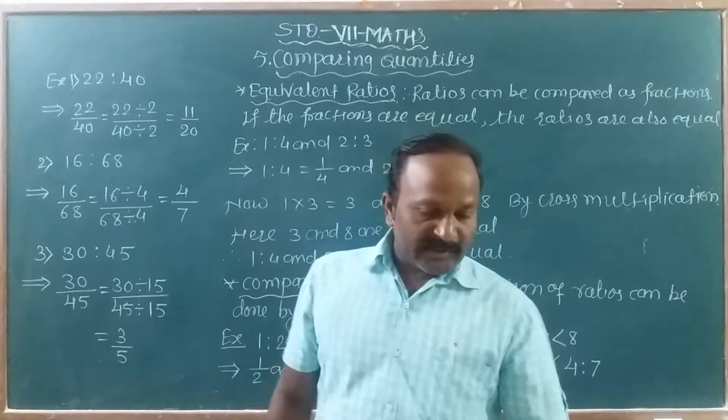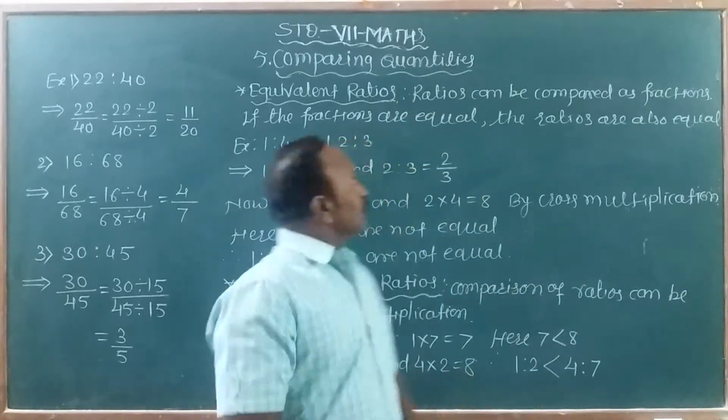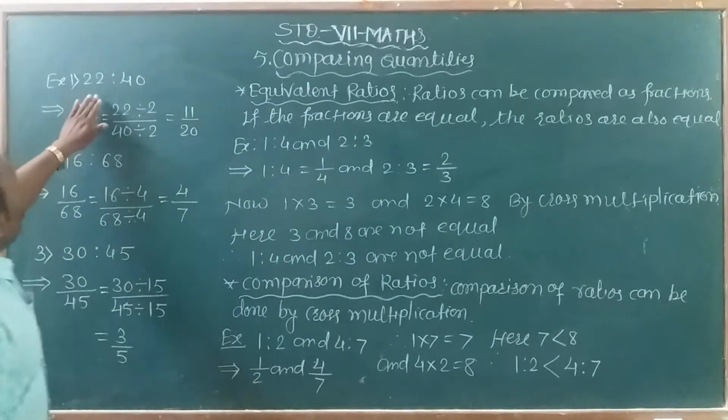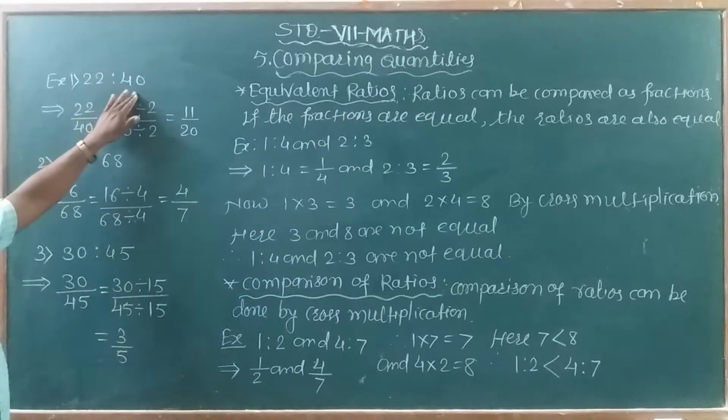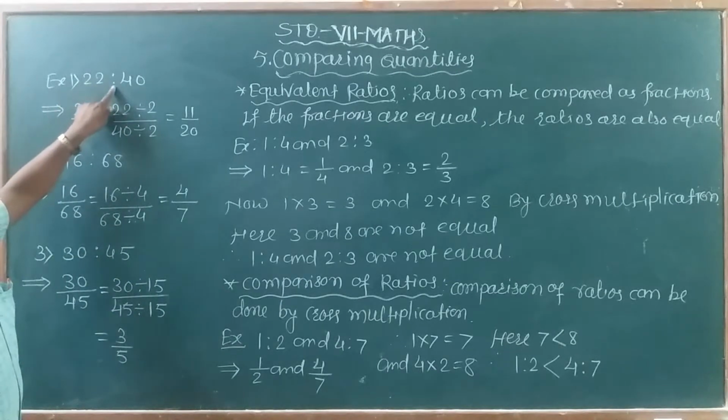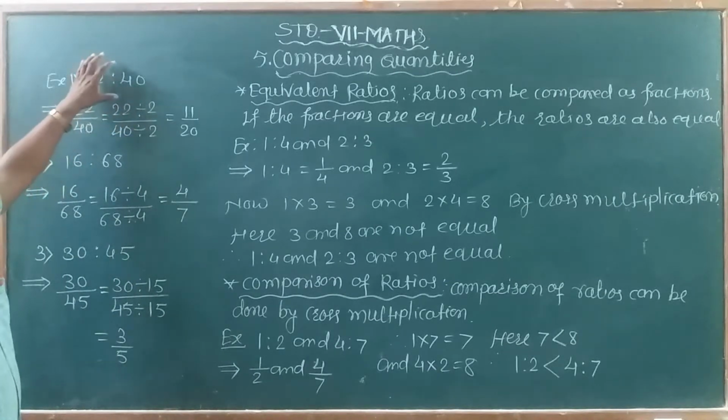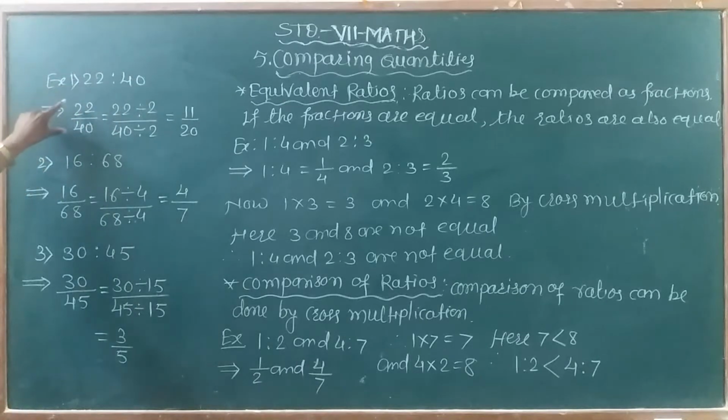Now student, you see some examples on ratio. See 22 is to 40. How to read? 22 is to 40. This ratio can be written in the fraction form like this.